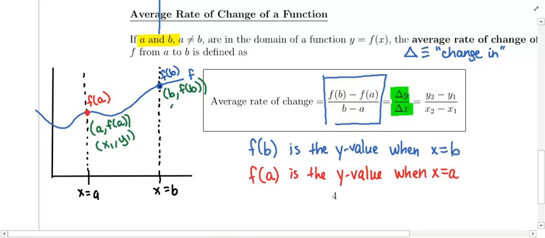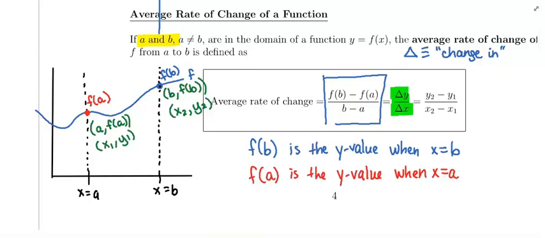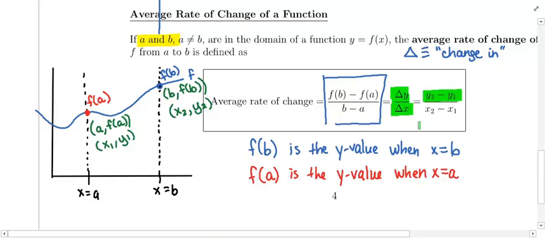We can do the same thing on the right side. Instead of B, f of B, we can simplify this. This is the second point we're interested in, so we'll call its x coordinate x2 and its y coordinate y2. Then if you subtract the y coordinates in the numerator, it gives you y2 minus y1, and in the denominator, if you subtract the x coordinates, you get x2 minus x1.